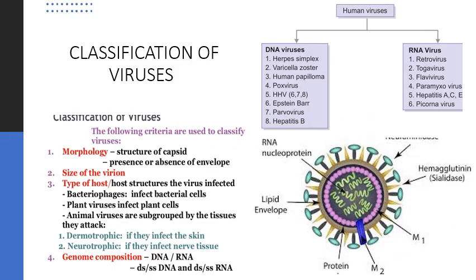Now, classification of viruses. Viruses are classified on the basis of the following. The very first is morphology. Morphology means the structure of the capsid and the presence or absence of the envelope. Second, size of the virion. Third, type of host. Bacteriophages are those viruses which infect bacterial cells. Plant viruses infect plant cells, and animal viruses are subgrouped by the tissues they attack, such as viscerotropic and neurotropic.